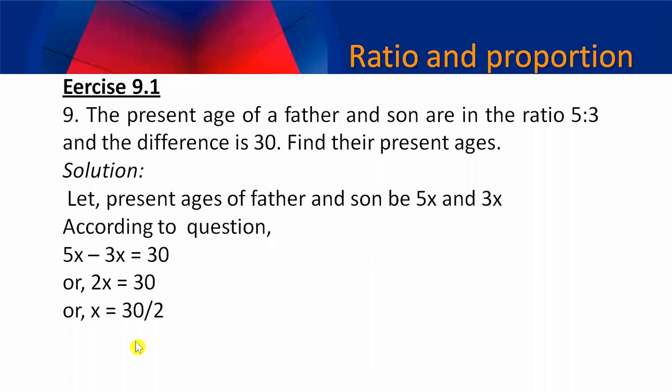And what is its value? 30 divided by 2? 15. If x is equal to 15, is this our answer? No, sir. No. What is asked of us? 5x, 3x. It is asked to find their present ages. So 5x is the age of father, 3x is the age of son. That we have to find out.